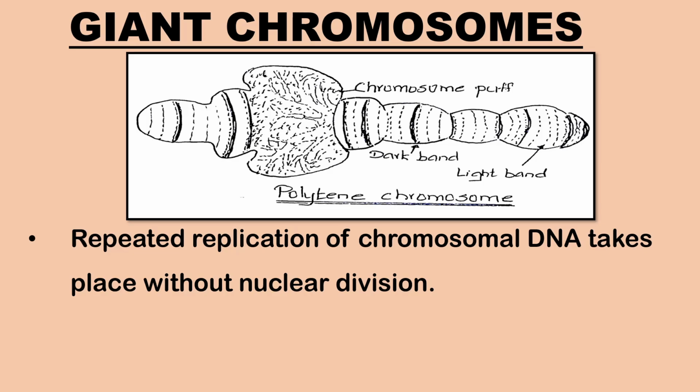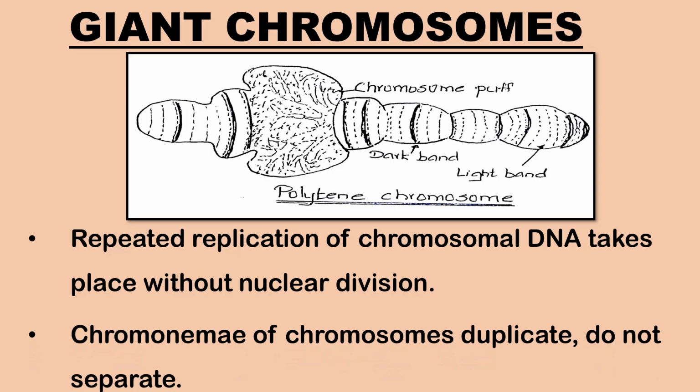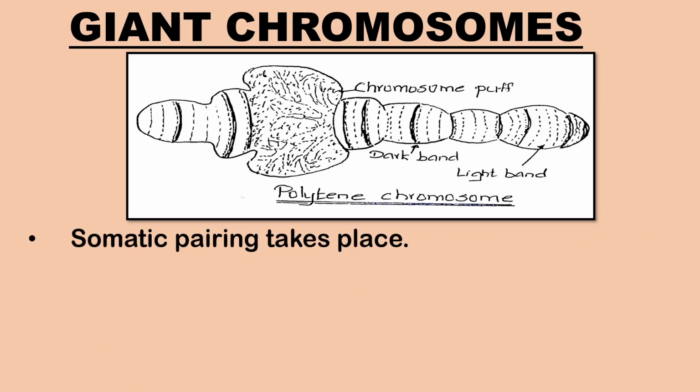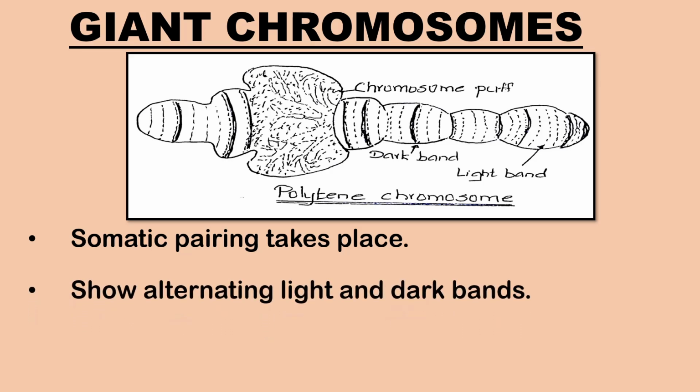without nuclear division. The chromoneme of the chromosomes get duplicated, do not separate to form new chromosomes, but remain closely associated with each other. The homologous pairs of chromosomes are closely associated, and this type of association is known as somatic pairing. The Polytene chromosomes show alternating dark and light bands along their length.